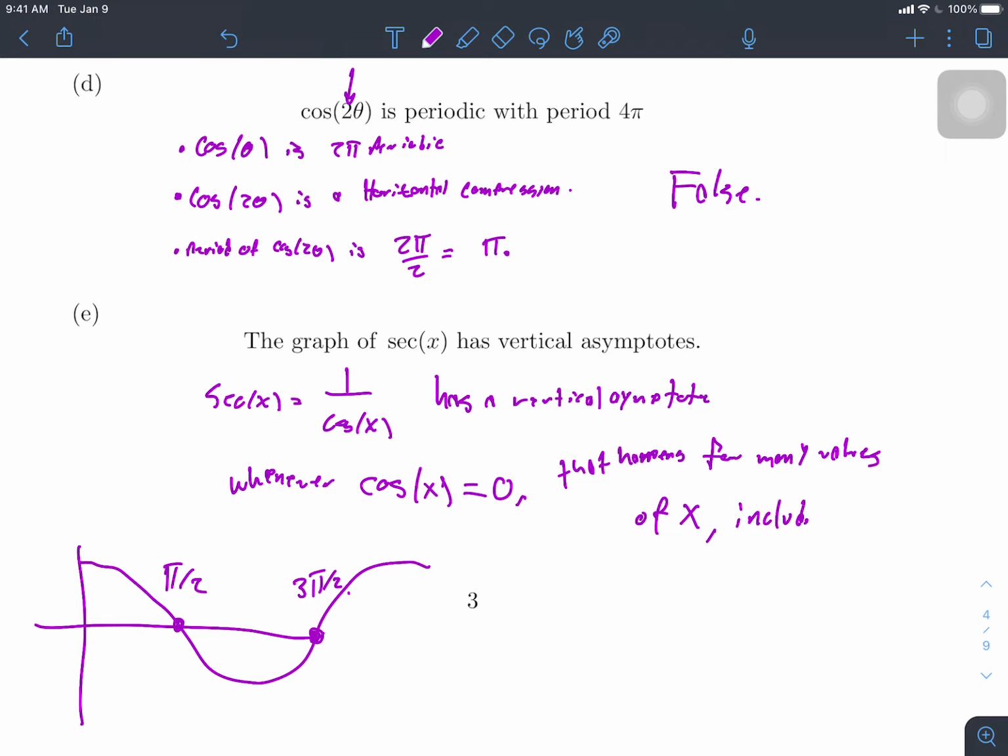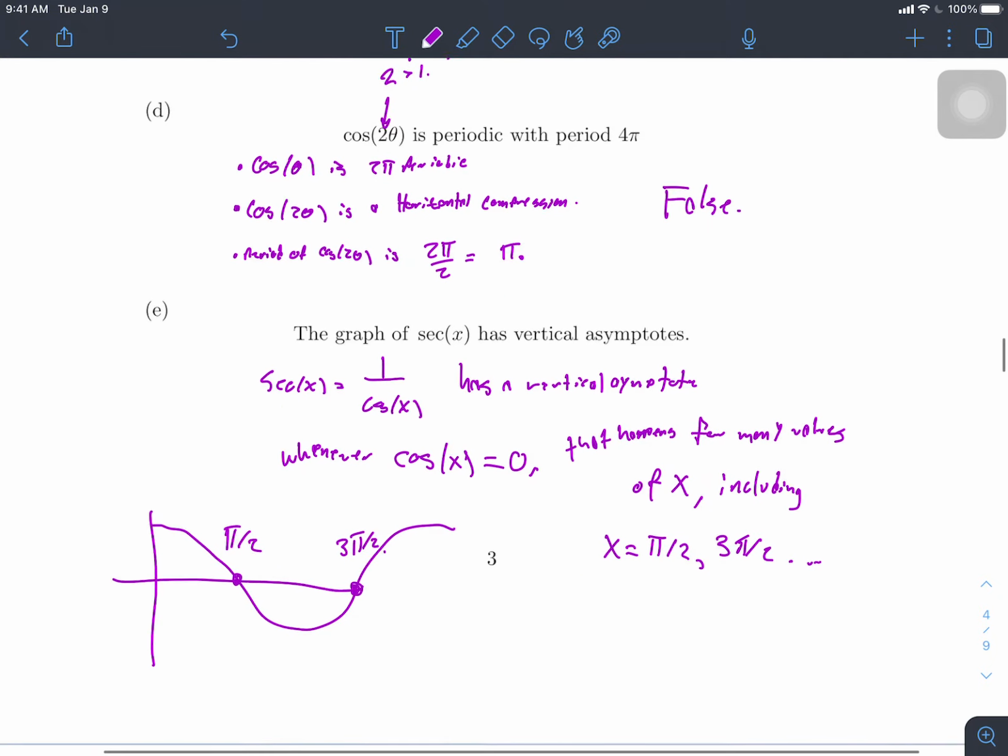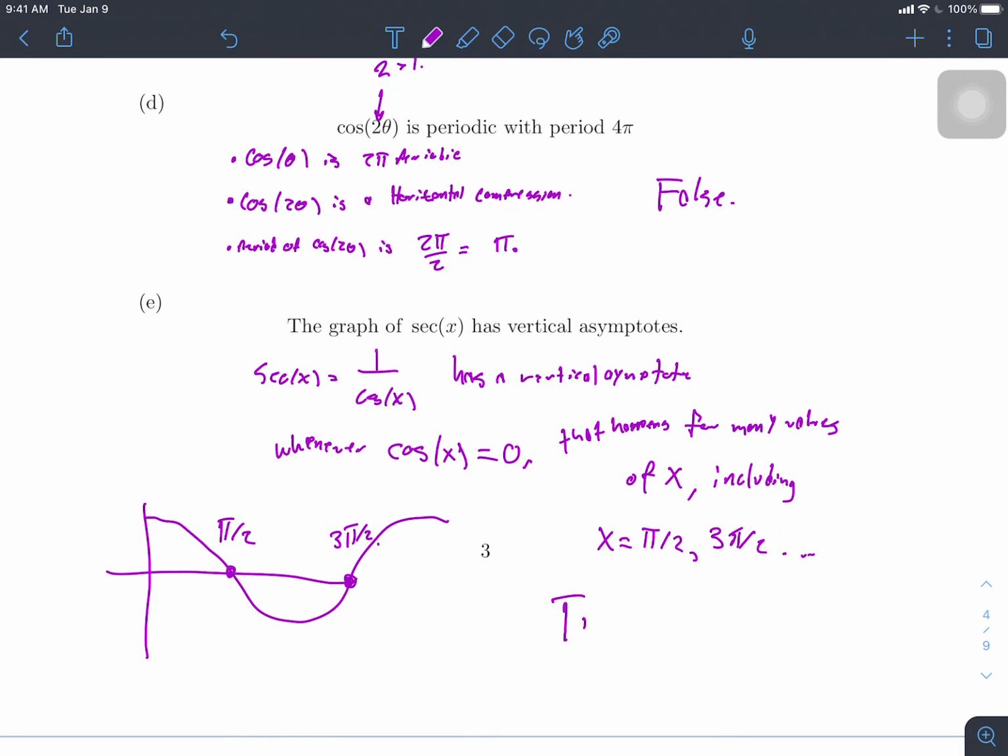Including x equals pi over 2, or 3 pi over 2. So this is a true statement. You can also go back and look at our notes.